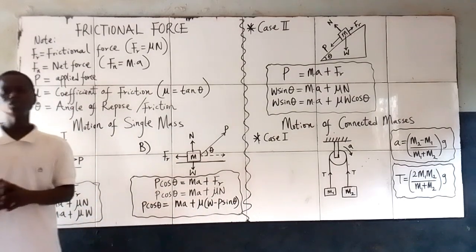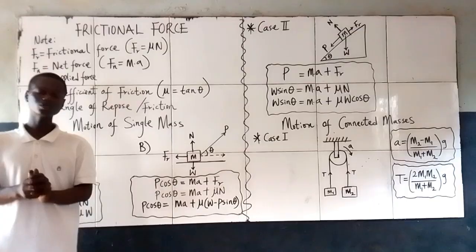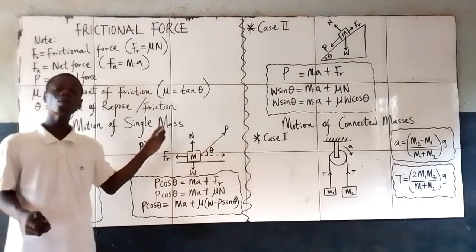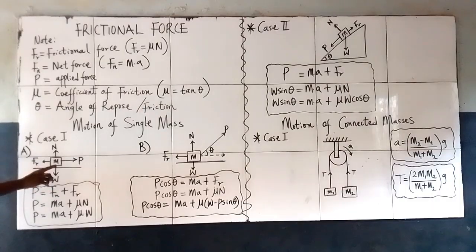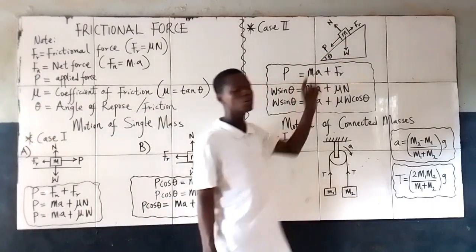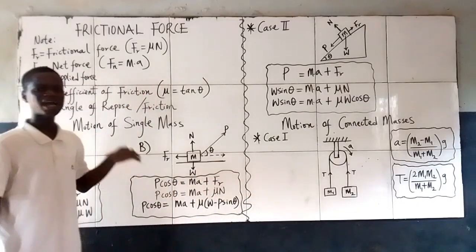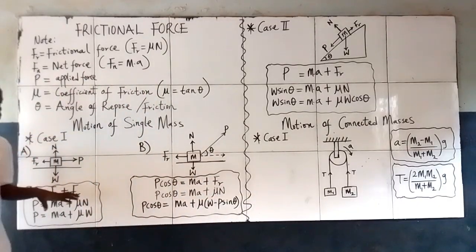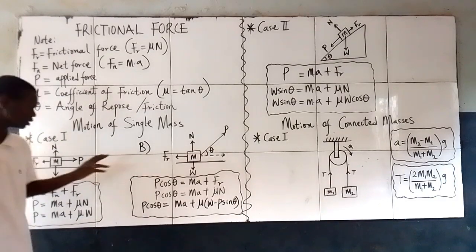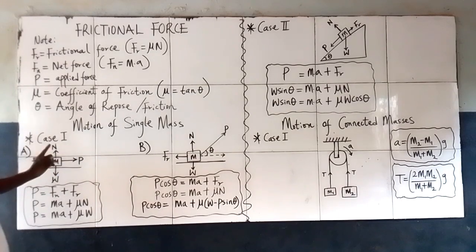So guys, now we know this, let's get down to something different. We shall be looking at the motion of single masses. Here you have a single mass, and here you also have a single mass. We shall be looking at how friction applies to them and how we can solve questions under them. Now, this is the first scenario. Under case 1, we have two subsets, A and B.